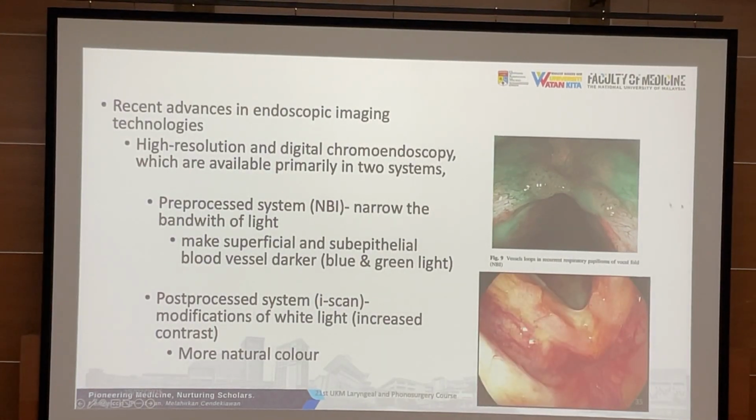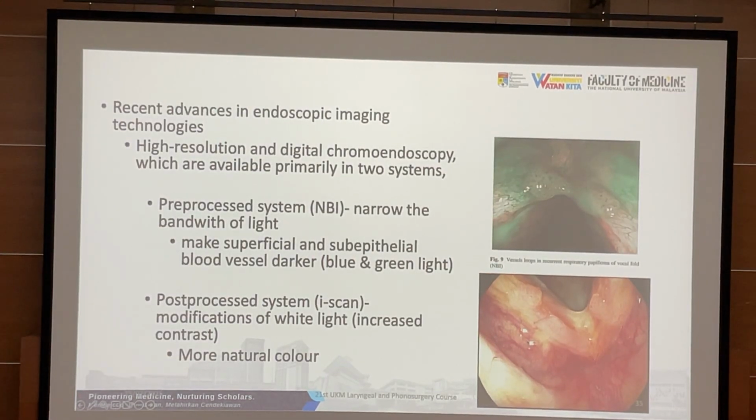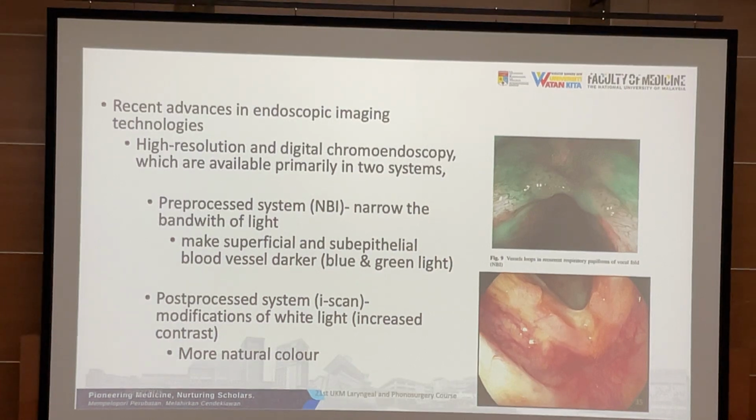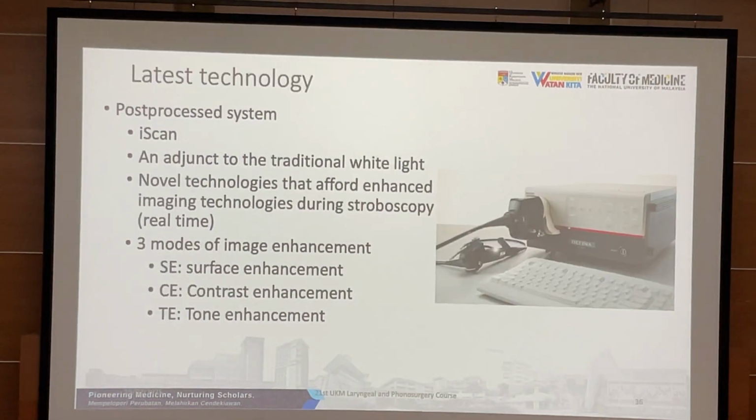For eye scan, it is post-process. It takes a photo and modifies the contrast. So remember, what is the most important thing about enhanced imaging? To examine the vasculature. So you use NBI, you use eye scan, your spice. What you want to look at is the vasculature.